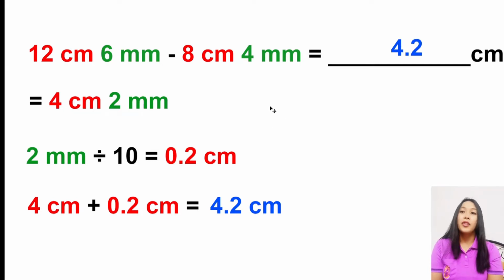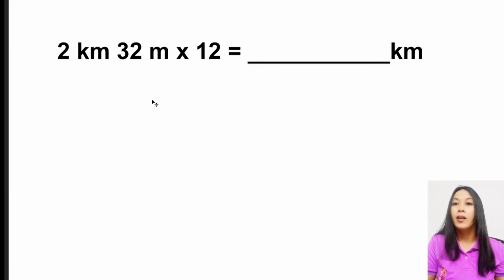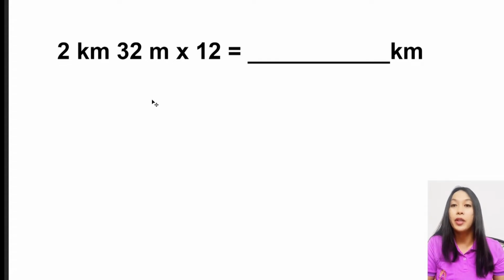Now our last example for today is about multiplication. How do we multiply these measurements? Now we have to take a look at the example that we have on your screen right now. I want you to take a look and try to think, how are we going to solve this problem? Alright, so we have to multiply 2 kilometers and 32 meters by 12. Our answer should be in kilometers.